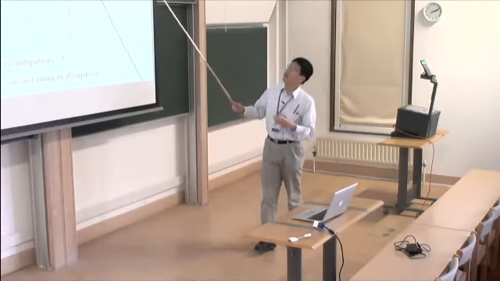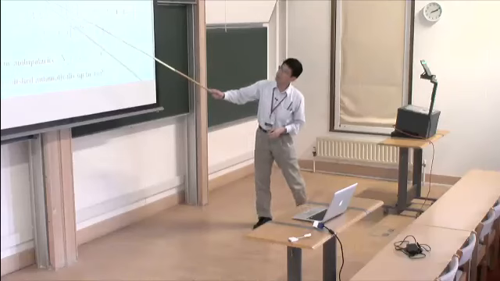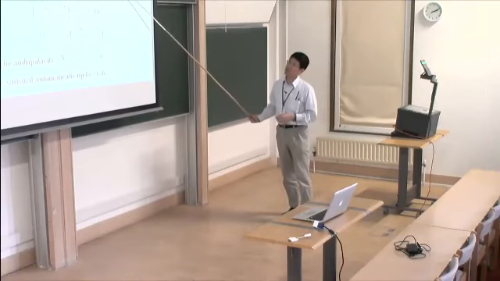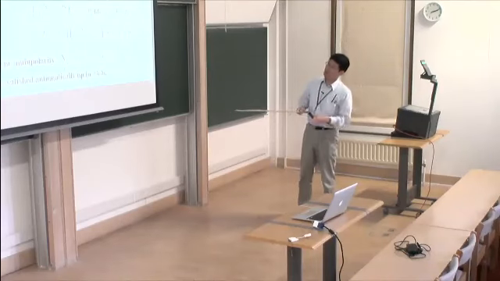Now we consider quasi-symmetry. Dr. Helander gave a very nice introductory talk about quasi-symmetry. Here, quasi-symmetry is given by this condition, where C1 and C2 are constants. If we consider the C1 equals 0 case, that corresponds to the axisymmetric case. If we put C2 equals 0, that is the quasi-poloidal symmetry case. As is well known, all the viscosity components in the quasi-symmetry direction vanish. That corresponds to the talk by Dr. Helander this morning.